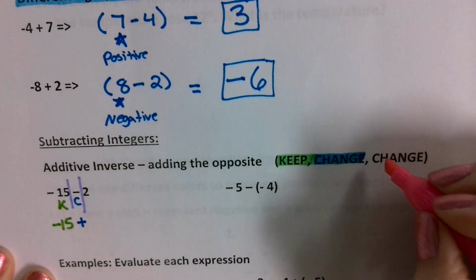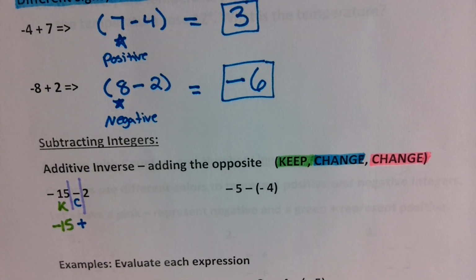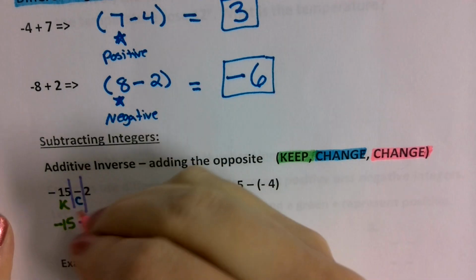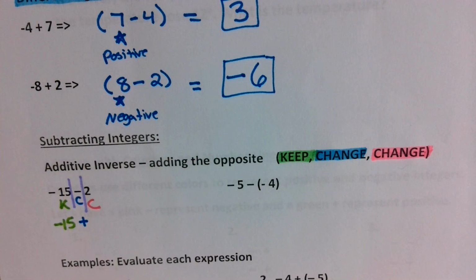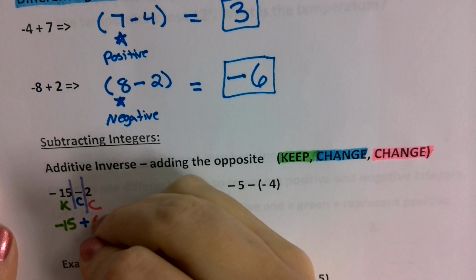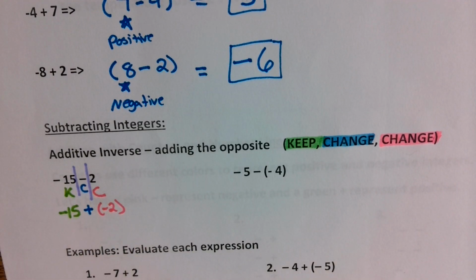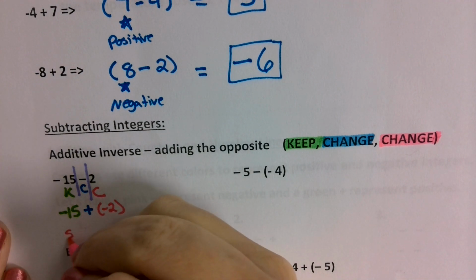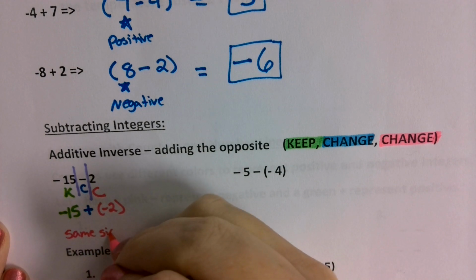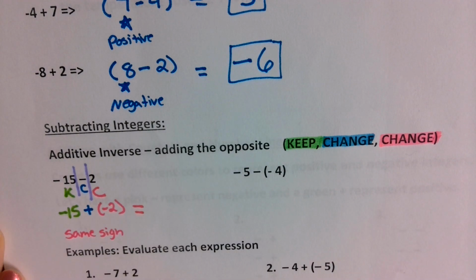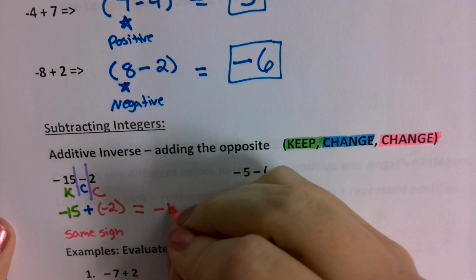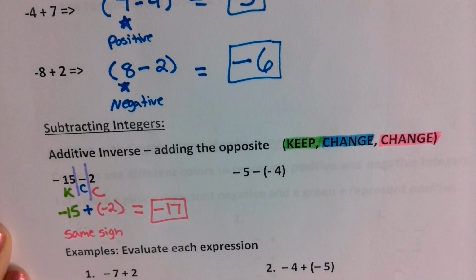And then I'm going to change my second number to its opposite. What's the opposite or inverse of 2? -2. So now I have -15 plus -2. They are the same sign, so I'm just going to add and keep. I'm going to make note of the fact that they are the same sign. So I just add and keep the sign. So that means I'm going to get a -17 as my answer. You change subtraction into addition and follow your addition rules.